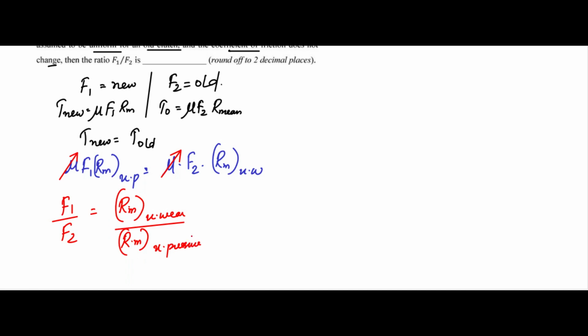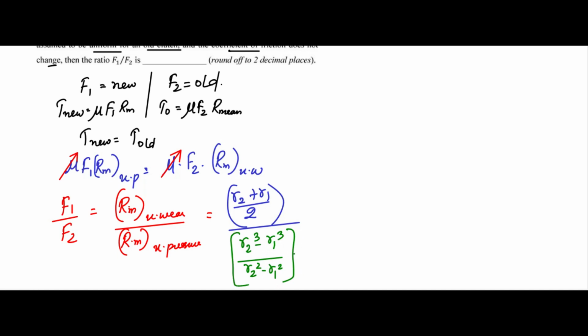Once this is done you can start writing the final value. The uniform wear mean radius is going to be R2 plus R1 by 2. For uniform pressure, it is going to be R2 cube minus R1 cube divided by R2 square minus R1 square into 2 by 3. So this is done.